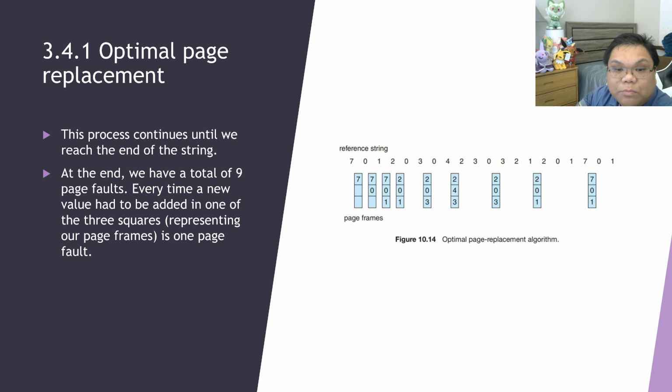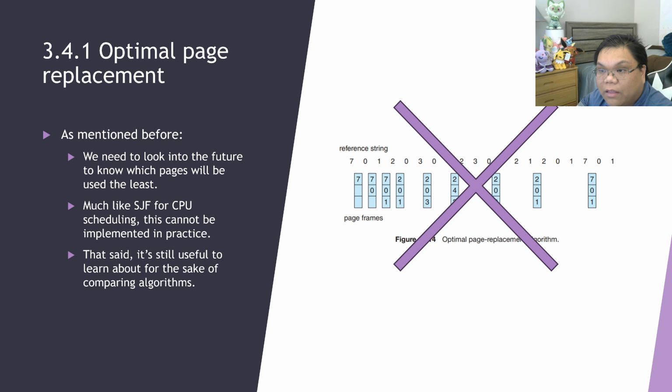We can continue this process of loading and unloading pages, and at the end, we have 9 page faults. Every time we needed to load a new page into one of those squares, that is 1 page fault. So we have a total of 9 using optimal page replacement on this reference string.